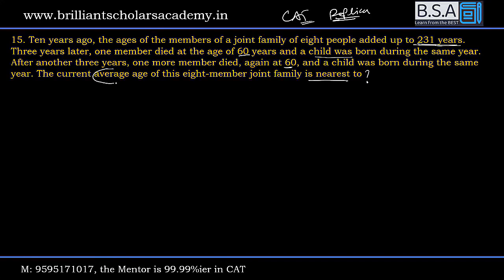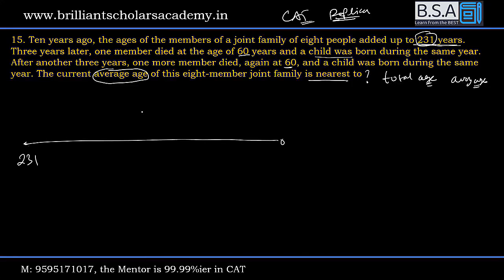Average, current average age. If I can find the total age, I can also find the average age. So I should try to find the total. See here, what is the age? The age is 231 years. When is this? This is 10 years backwards. 10 years ago. How many members?